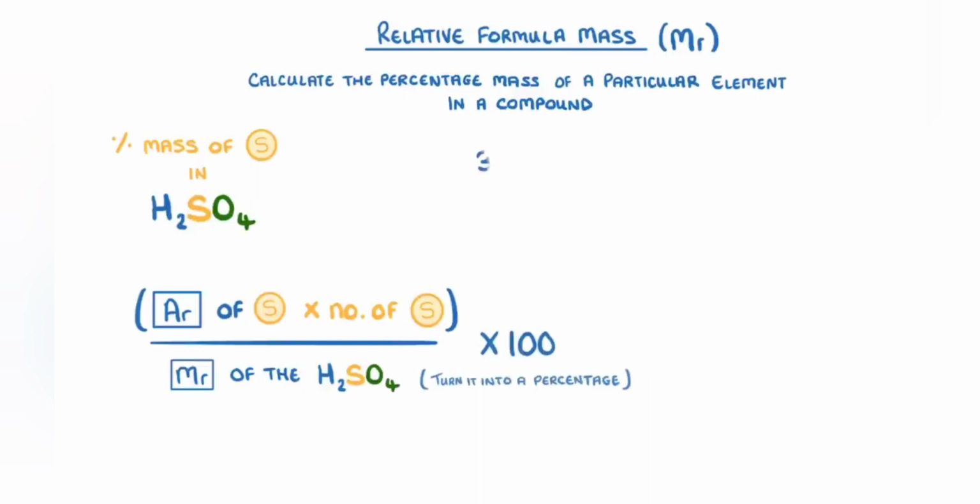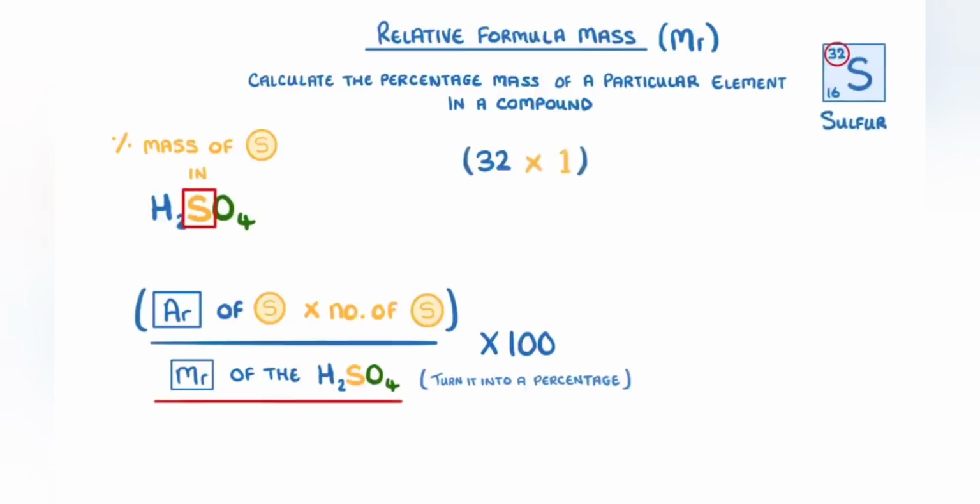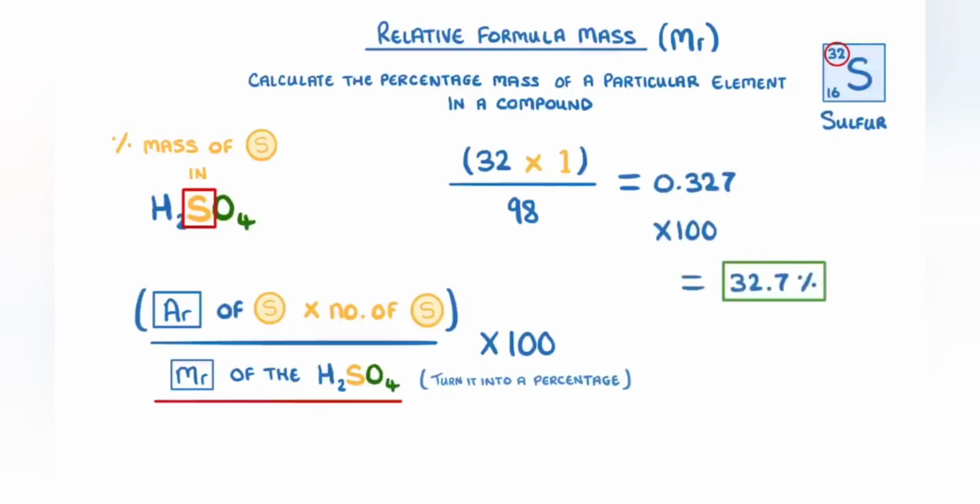So here we would do 32, which is the AR of sulfur, times 1, because there's only 1 atom of sulfur in sulfuric acid, divided by 98, as that was the compound's relative formula mass that we found a minute ago. This gives us 0.327, which we then times by 100, giving us our answer of 32.7%.